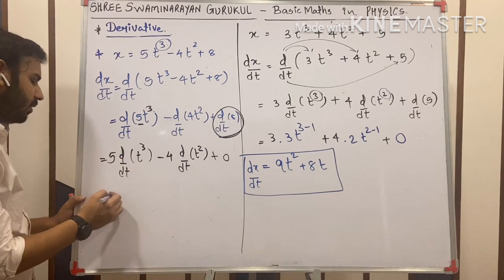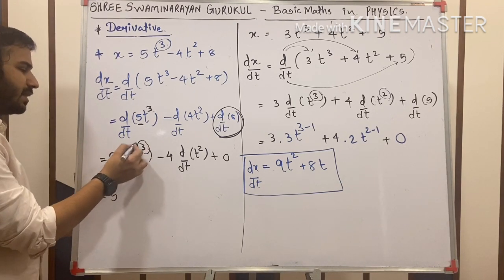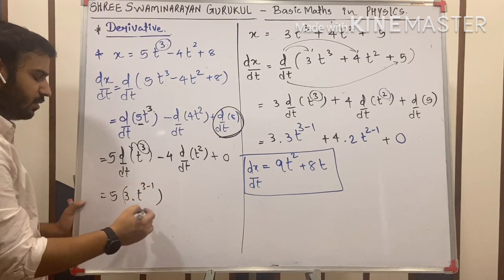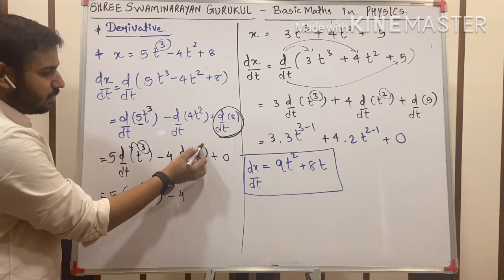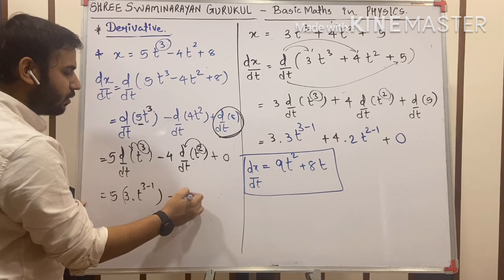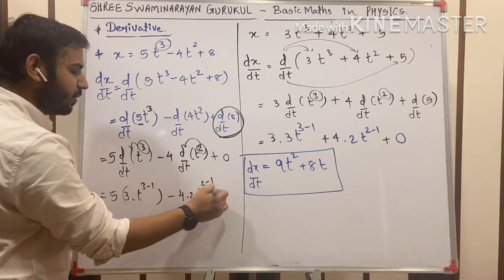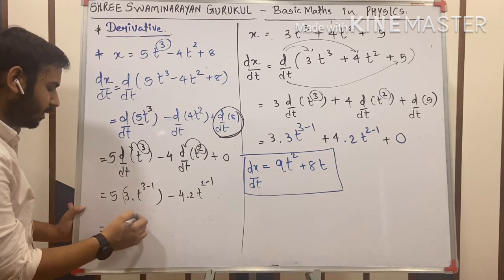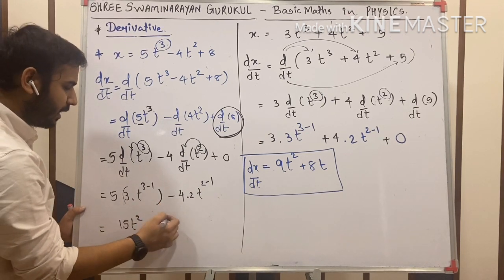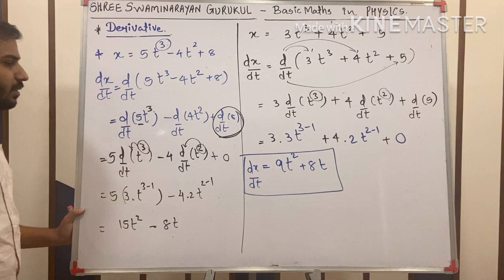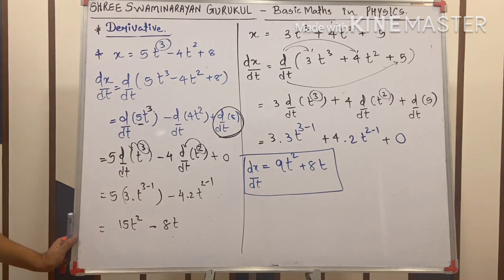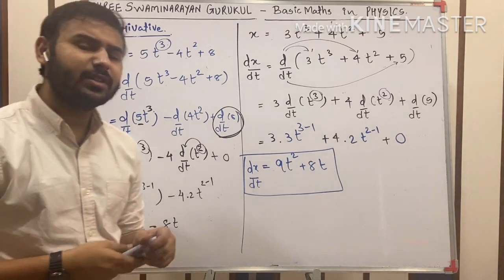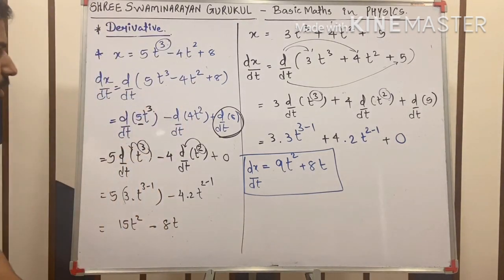So differentiation of t cube, 5 times 3 into t raised to 3 minus 1, minus 4 times 2 into t raised to 2 minus 1. So the answer is 5 3s are 15 t square, 4 2s are 8 t. This is your final answer. Okay, understood? So this is the basic differentiation formula.